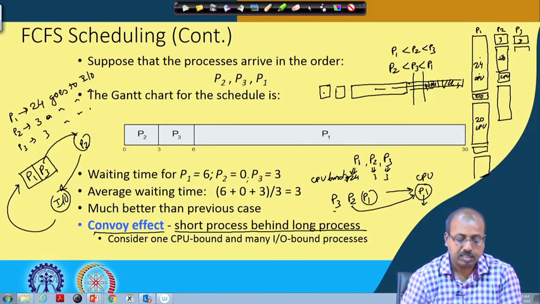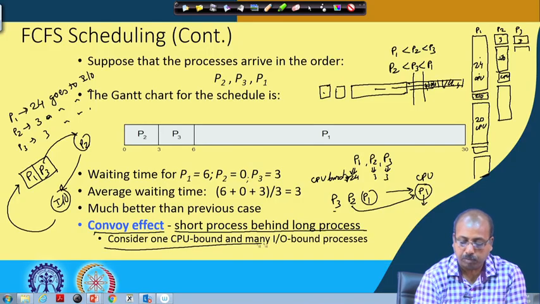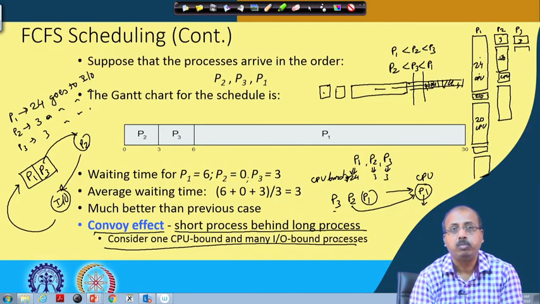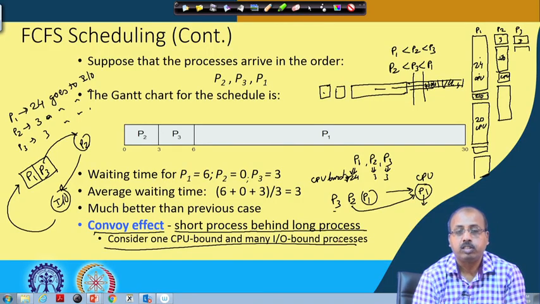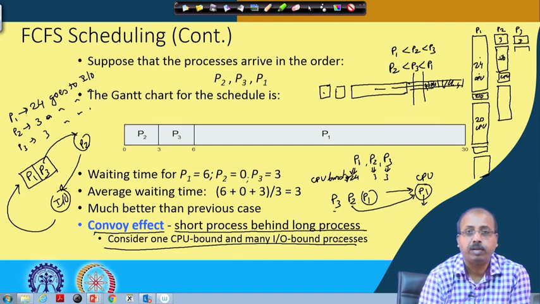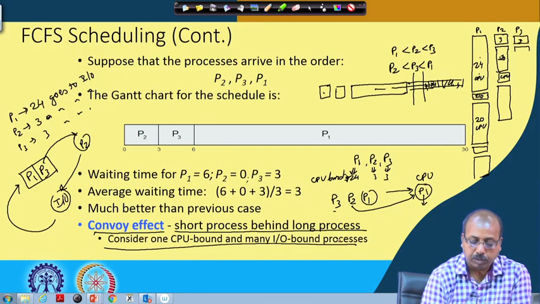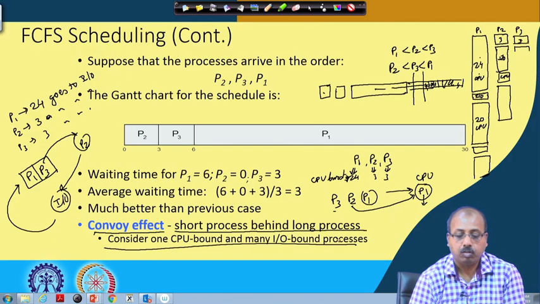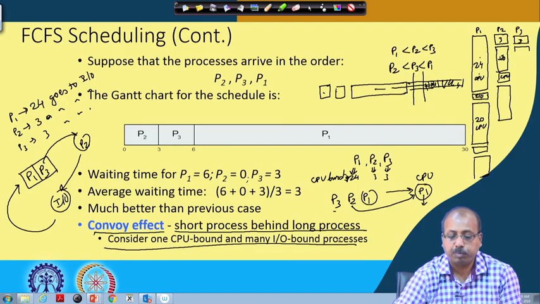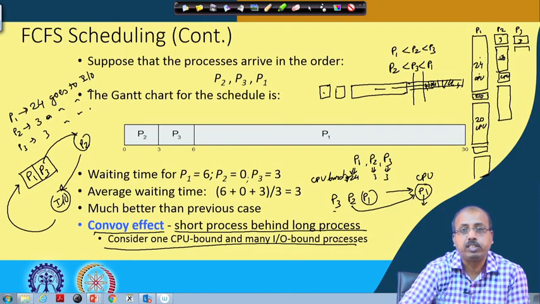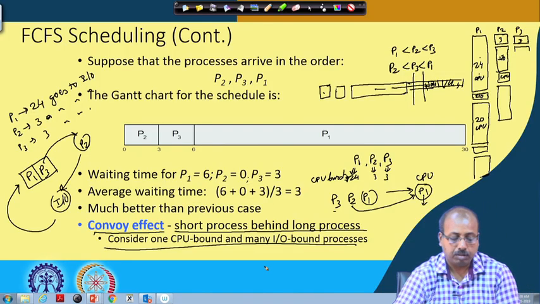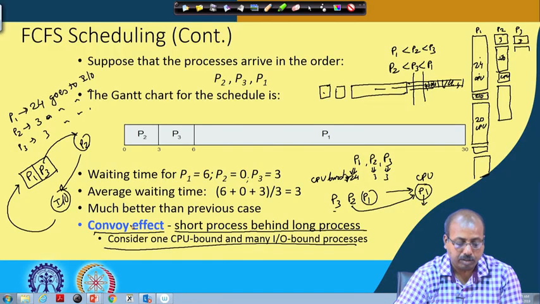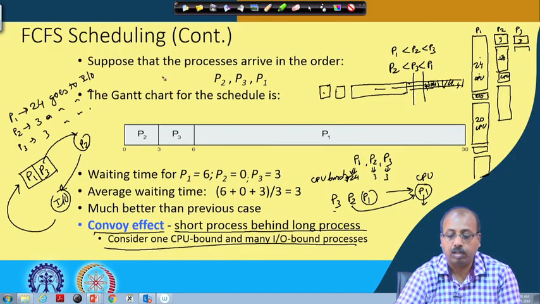This happens when we have one CPU bound job and many IO bound jobs. The CPU bound job acts as the big process, and the IO bound jobs are the small processes. As a result we get a situation similar to a convoy. This is a problem with the first come first serve scheduling policy, and we have to take care of this convoy effect. Now, how do we take care of it?